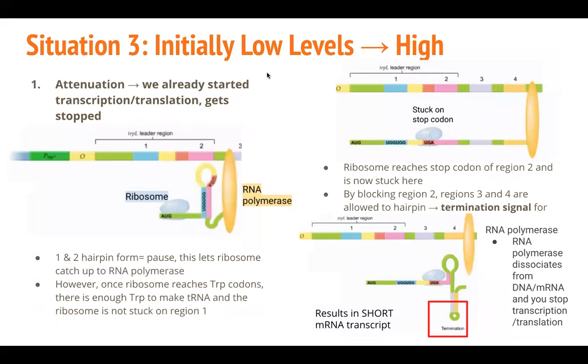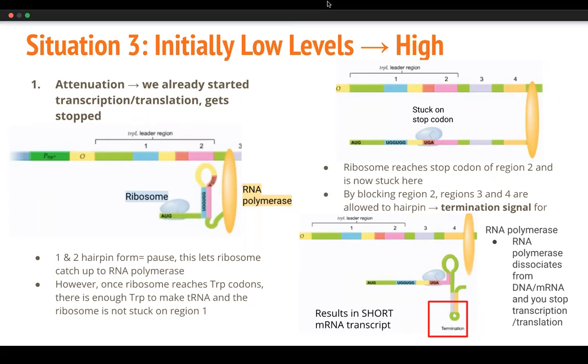Okay, so this is the weird gray area where you start with initially low levels and then you end up with high levels of tryptophan in the cell. So attenuation, always remember that attenuation would occur after transcription has already been initiated. So it's not like when we talked about the repressor binding to the operator, that stops transcription from ever starting, whereas attenuation stops transcription after it has already started.